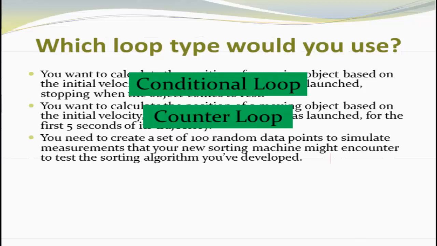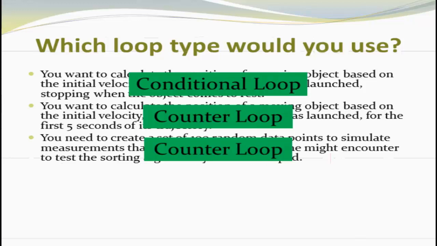So now you need to create a random set of 100 values to simulate the measurements for some machine that you're trying to develop, to test the algorithm to see whether it works correctly. Okay, so for this situation, we would probably want to use a counter loop. Because we know we have 100 values that we need to create, we have a specific number of times that we need to repeat this process of creating a random variable, those 100 times.